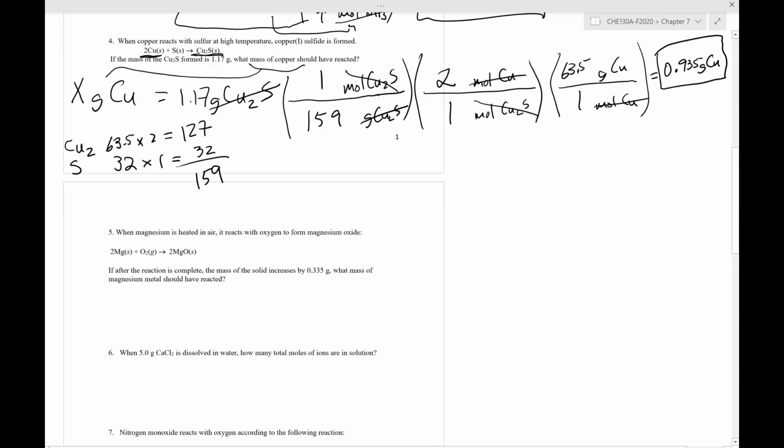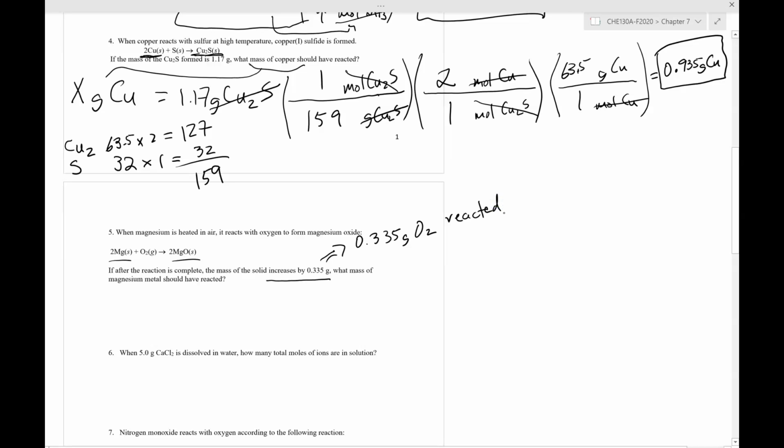What we're told, a little sneakily here, is how much oxygen reacted. When we say the mass of the solid increased, our solid is magnesium and it turns into magnesium oxide. If the mass of the solid increases by 0.335 grams, what made it increase? It wasn't because more magnesium was added, right? The magnesium was already there. The thing that was added was oxygen. So that tells us that we had 0.335 grams of O2 that reacted.